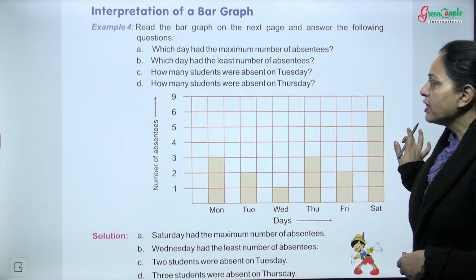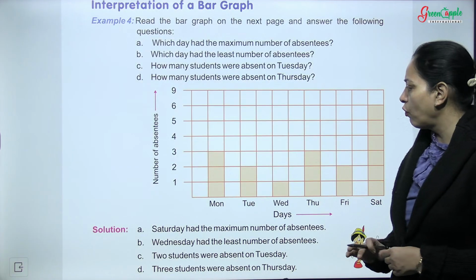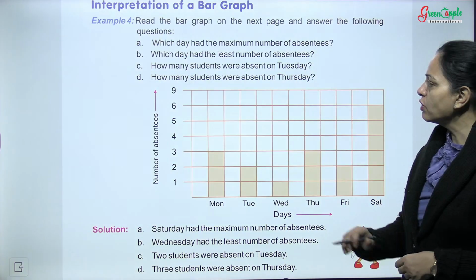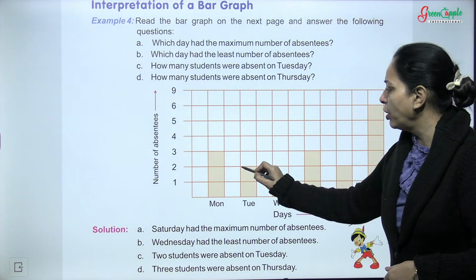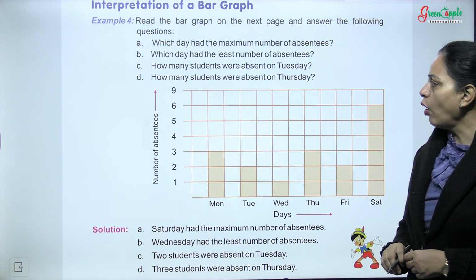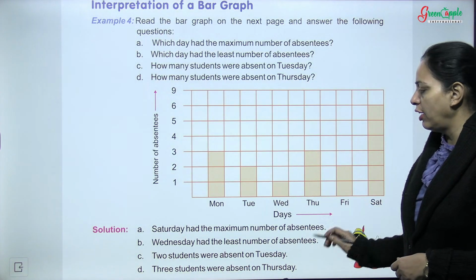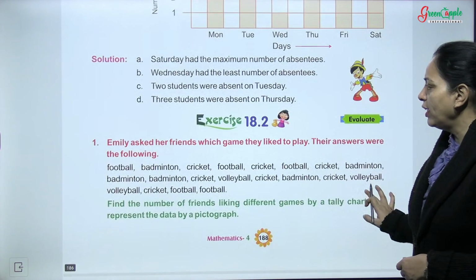Now B, which day had the least number of absentees? So Wednesday. Now how many students were absent on Tuesday? How many? 2. And how many students were absent on Thursday? On Thursday, how many? 3. Okay, so very simple, very easy.